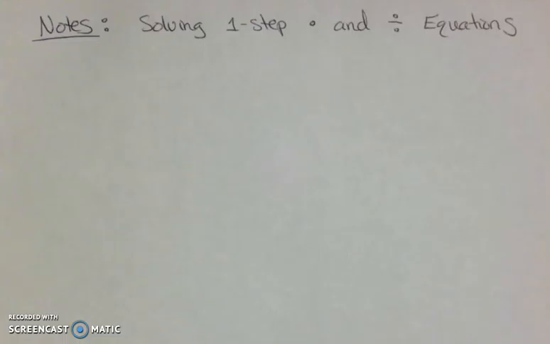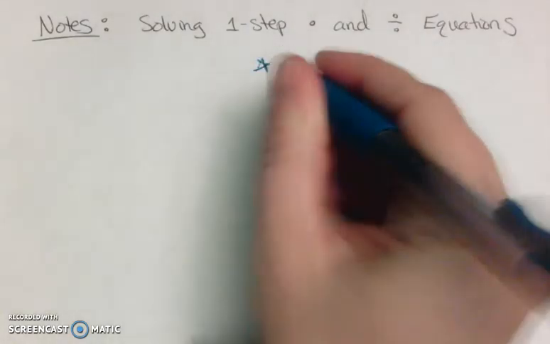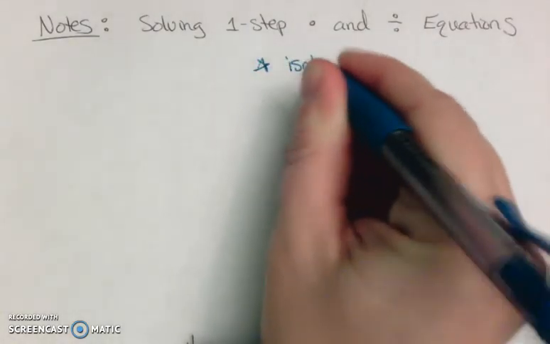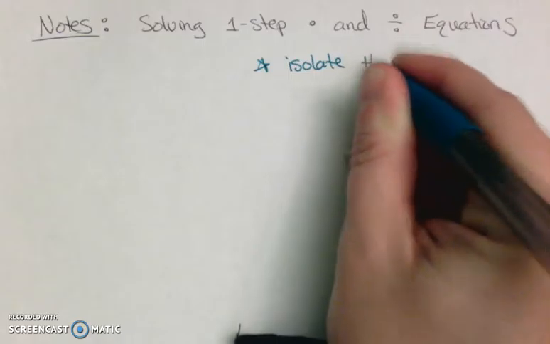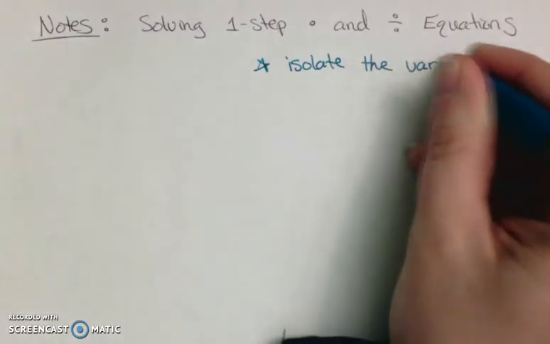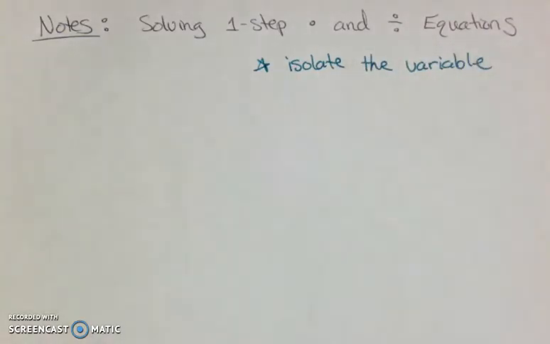So far we learned how to solve one-step equations when x, or your variable, is separated by an addition or a subtraction problem. Today we're learning how to do one-step equations when it's going to be a multiplication or division type of problem. And what we have to do is the same as before. In order to solve, what we need to do is isolate the variable. So you're going to find your variable in the equation, and you need to get that variable all by itself.